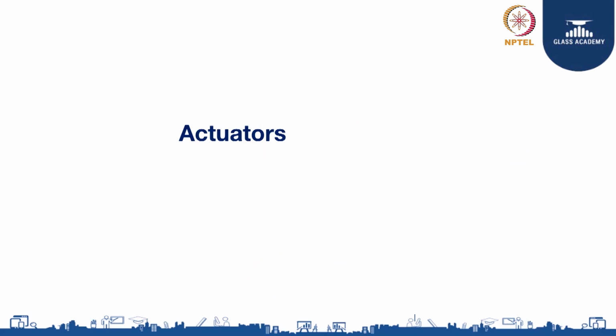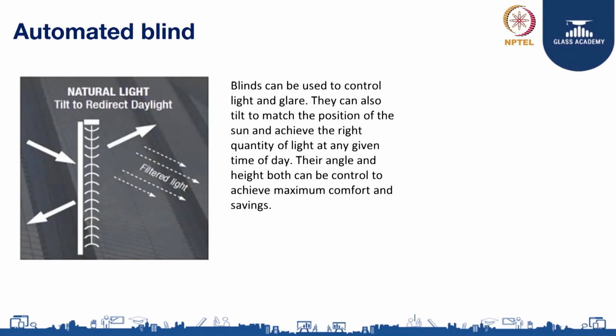So let us look at the actuators now. Actuators can be simple, like Venetian blinds. In case of blinds, we want to control the light, and we also want to use them to control the glare. The tilt of these blinds can be controlled in such a way that we are able to redirect the light towards the ceiling, and by redirecting, as we have seen earlier, we can bring daylight deeper into the space. We can close the blind when there is too much daylight. We can open it when there is less daylight. So like this, we can control the amount of daylight coming from the window.